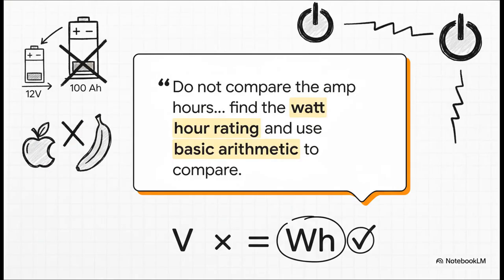And this right here is a really critical point that trips up so many people. It is so tempting to look at two batteries and just compare their amp hours. But that's a trap. A 100 amp hour battery at 12 volts holds literally half the energy of a 100 amp hour battery that runs at 24 volts. The only way to compare them apples to apples is to look at the watt hours. Just remember, volts times amp hours equals watt hours. That is the true, honest measure of capacity.